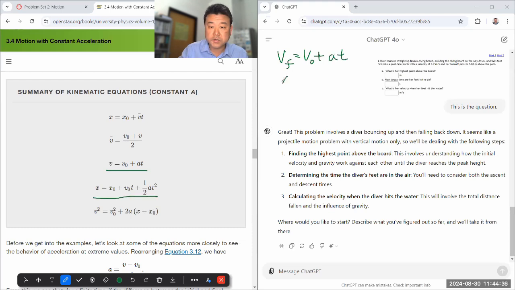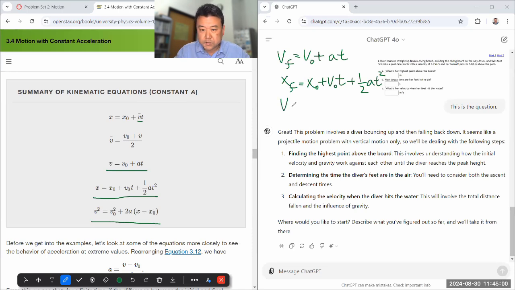And this one for position. Final position is your initial position plus initial velocity only, not the average velocity, times time, plus the contribution from any acceleration that would involve changing velocity, changing the average velocity. And the V-squared formula, which is one of the formulas you should have memorized: v final squared is equal to v initial squared plus 2 times acceleration times delta x, or you could say final minus initial position.